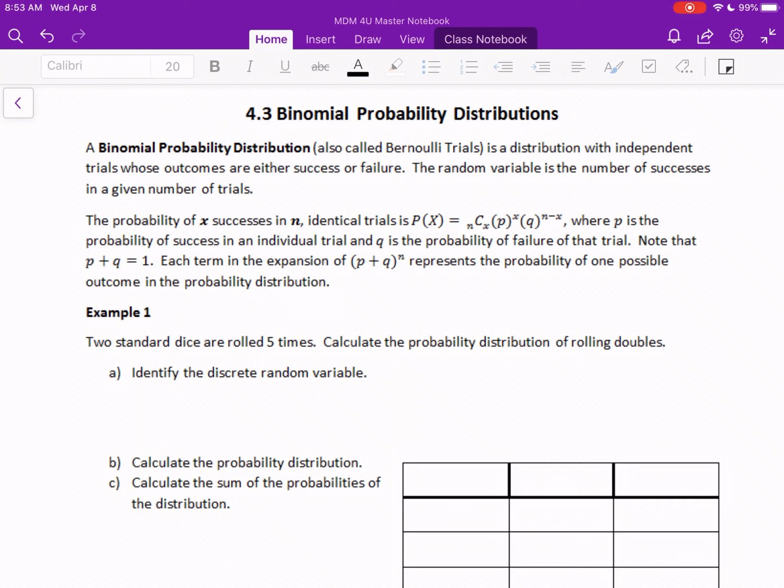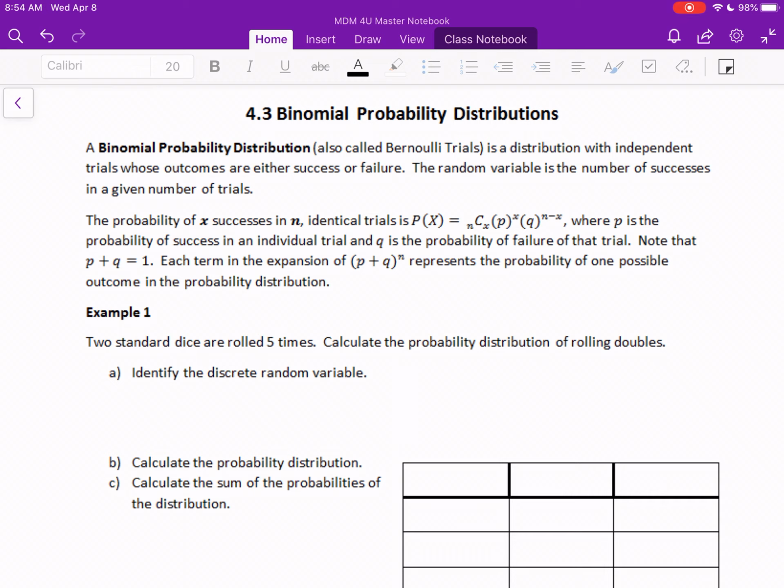Lesson 4.3 is another type of distribution. Last lesson we looked at a uniform probability distribution. Today we're going to look at one called a binomial probability distribution. This is one that is very common that we are going to refer back to again later in this course.